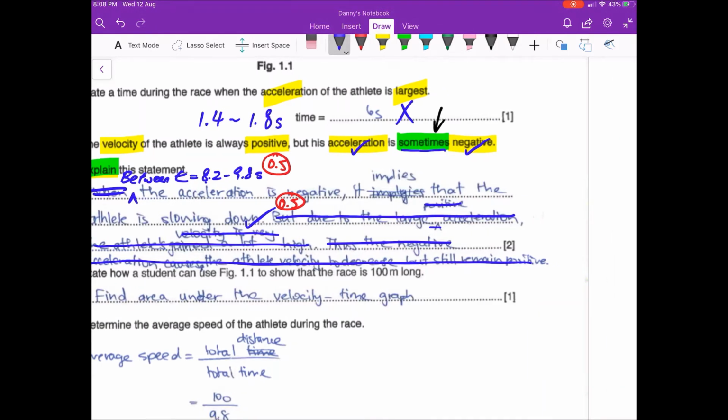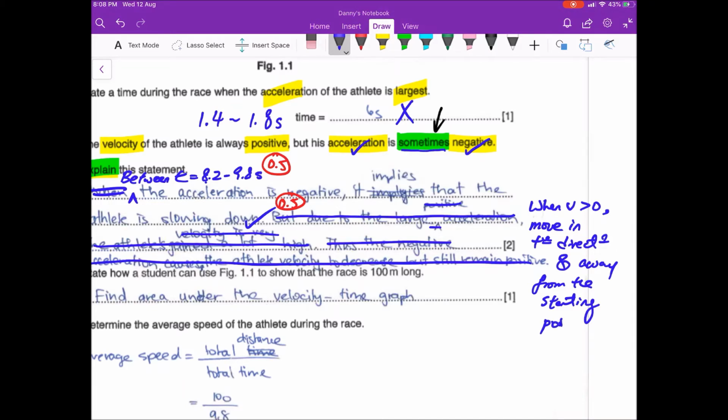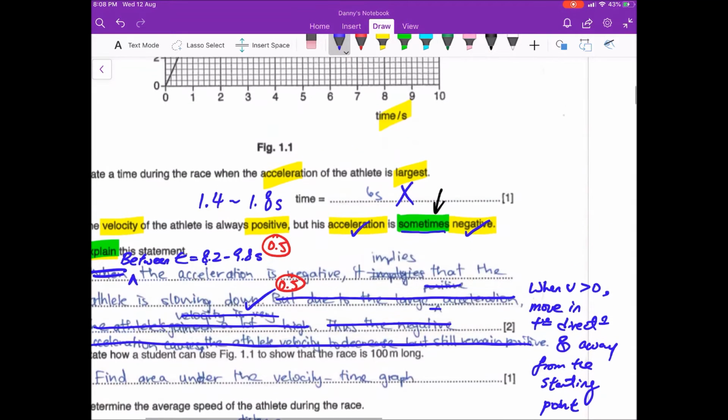So the correction is, when v is positive, please don't use things like that. I'm using that so that I don't need to write so much. When your v is positive, it means a few things: that you are moving in the positive direction and you are moving away from the starting point. So why is it important that I add in the second statement, moving away from the starting point? Because it relates to the context.